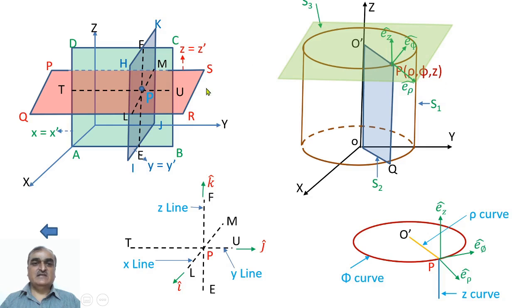As we have seen in the previous lecture, for the Cartesian coordinate system, if x is held constant and yz varied, then we get the x constant surface. If y is held constant and xz varied, then we get the y surface. And if z is held constant, then we get the z surface in Cartesian coordinates. And in cylindrical coordinates, if rho is constant, then we get a cylindrical surface. If phi is constant, then we get a half plane. And if z is constant, then we get a plane perpendicular to the z axis.